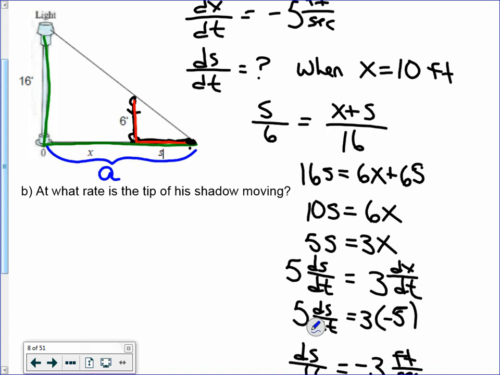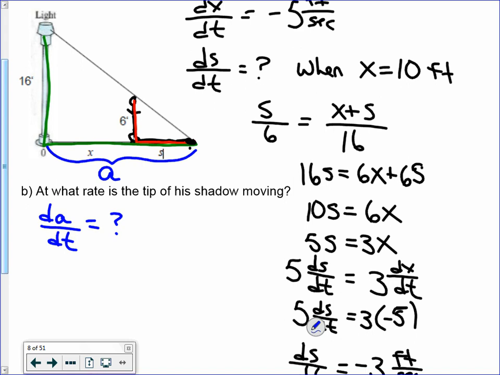So if we want to know at what rate the tip of his shadow is moving, I need to have a fixed other end here. So what are we looking for in this second part? At what rate is the tip of his shadow moving? Well, yeah, that's what A equals. We're going to get to that in a minute. But if this whole distance here is A, the distance from the lamppost to the tip of his shadow, and we're looking to see at what rate the tip of his shadow is moving, what derivative are we looking for? dA dt.